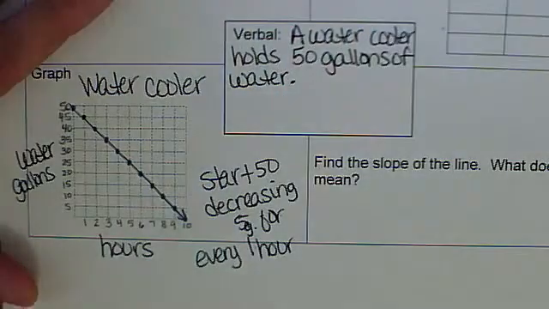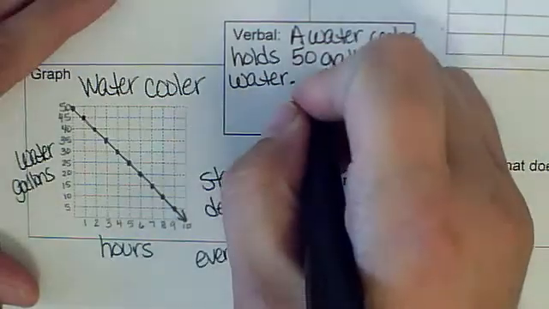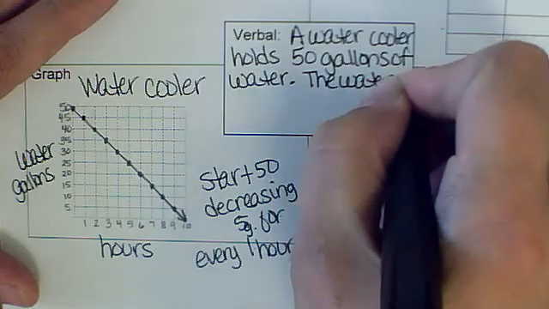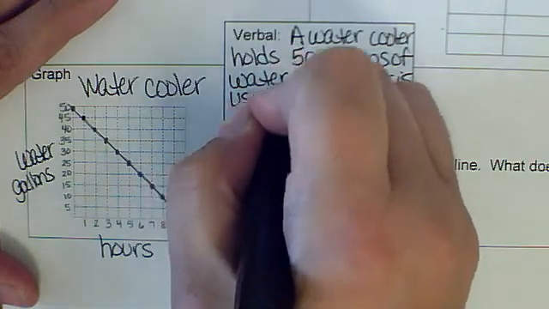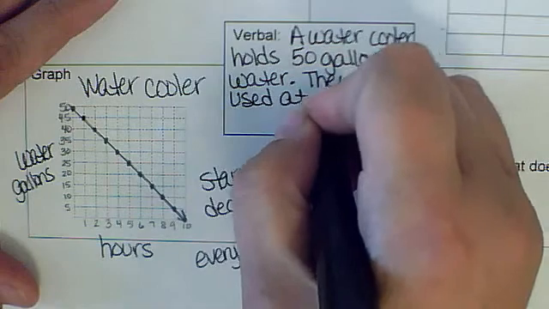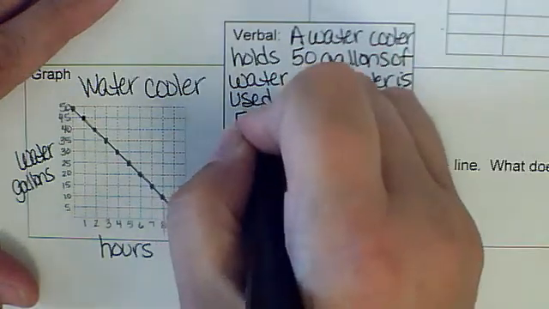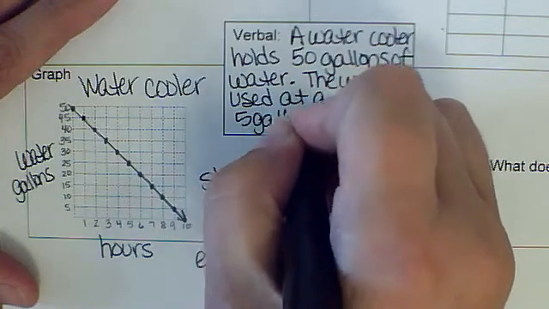Okay. If it's decreasing, what's happening to the water? If it's decreasing, it means the water has to be being used. So we're going to say the water is used at a rate of 5 gallons every hour.